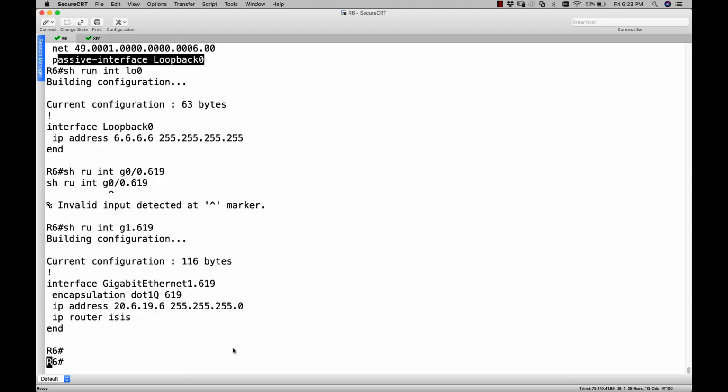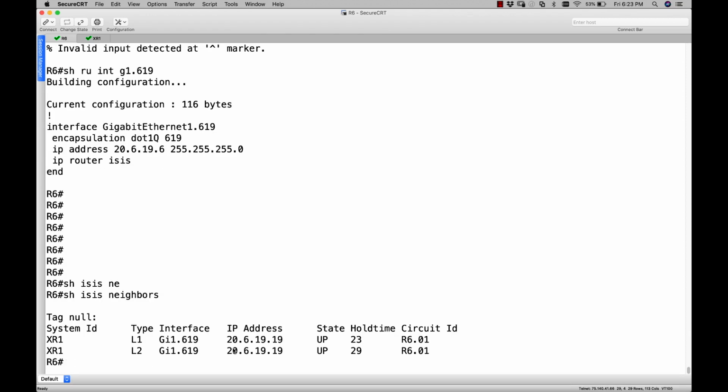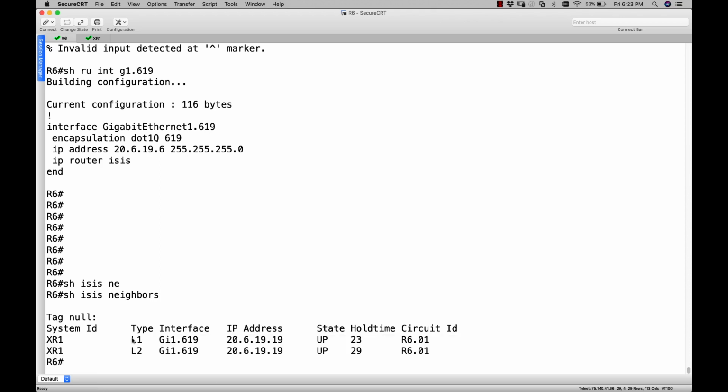Let's check out my ISIS neighborship. So if I do a show ISIS neighbors on router 6, I would see XR1 as my neighbor. However, I see two XR1s as my neighbor. The first one is an L1 neighbor and the second one is an L2 neighbor.